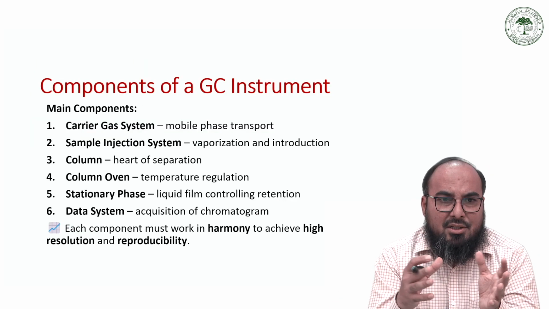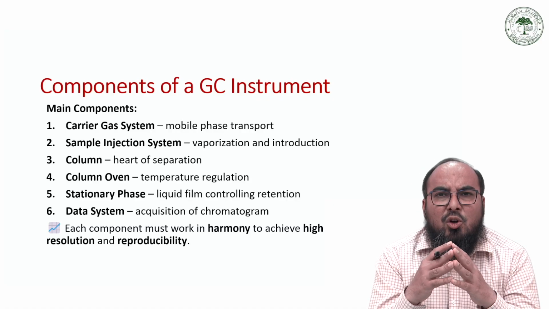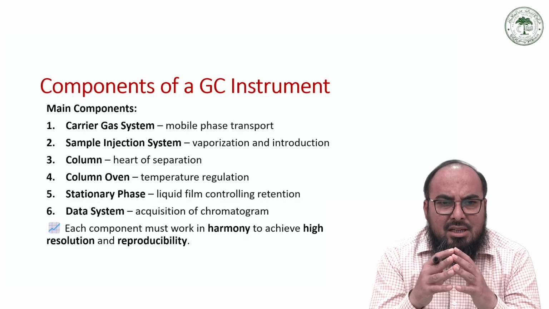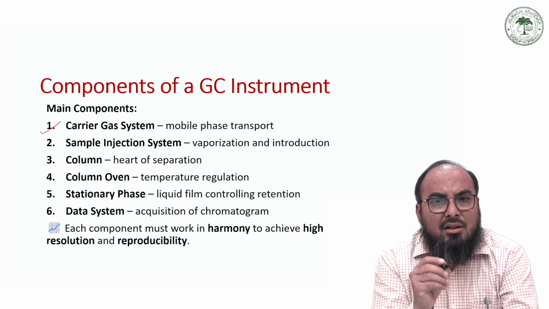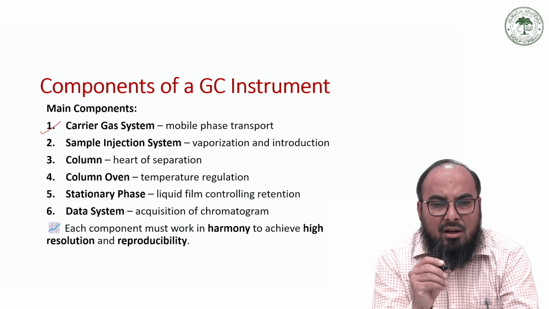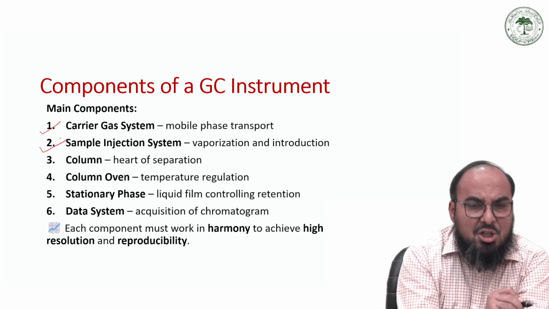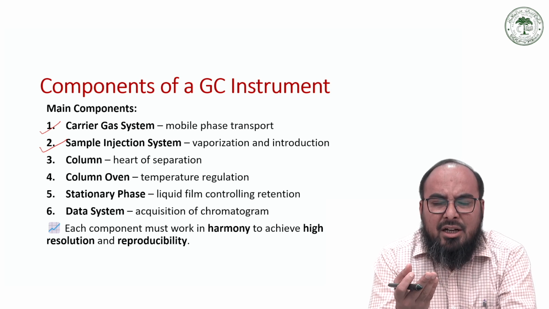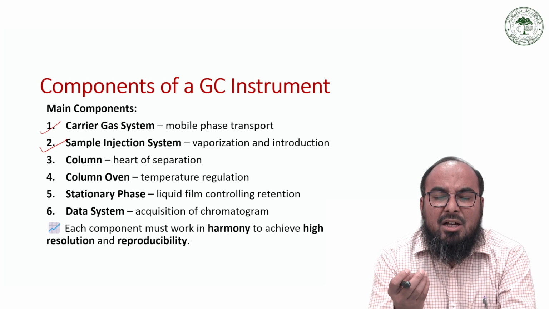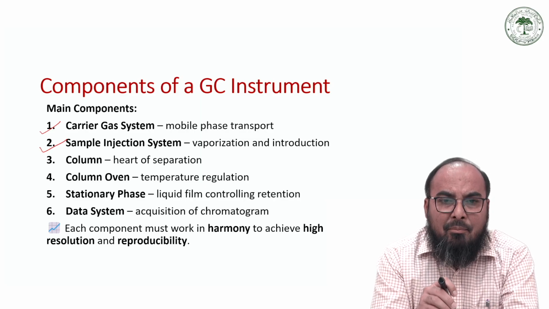Now what are the components? There are 6 main components of a typical gas chromatograph instrument. Number 1, the carrier gas system, which has the mobile phase, a medium of transportation. Then you have a sample injection system, where your sample may come in the vaporized state. If it is not in the vaporized state, then it must be converted into vapor here before entering the sample injection port.